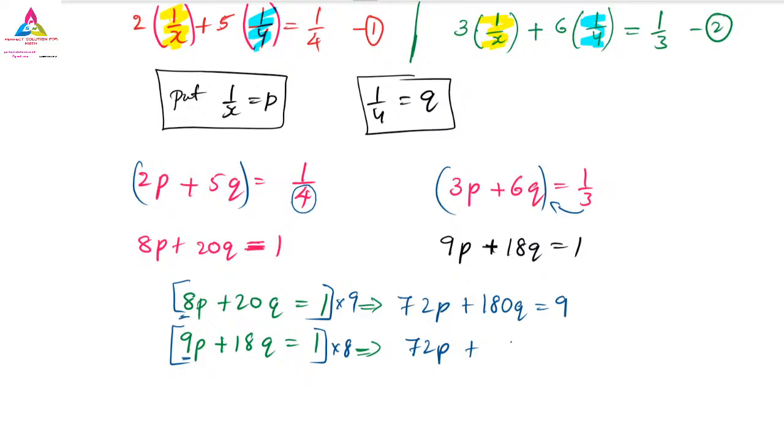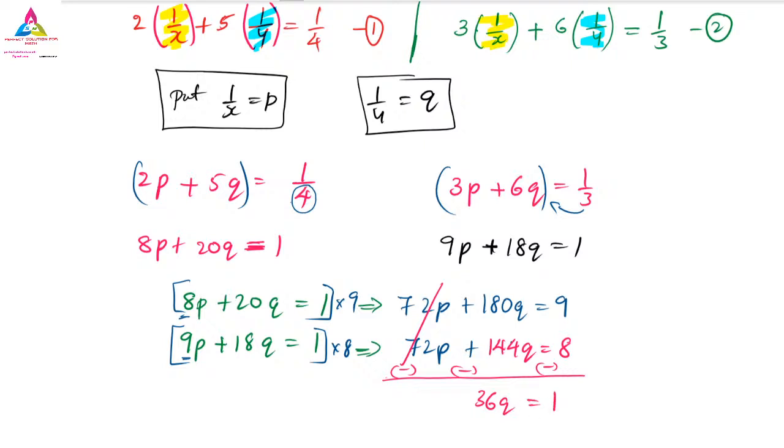Yes, 144. Some of the students are not answering why. 144q equals... we have 8 ones are 8. So subtract them. Negative here and negative here, so they get cancelled. Here it will be 180 minus 144. You are going to get 36q, and 9 minus 8 is 1.